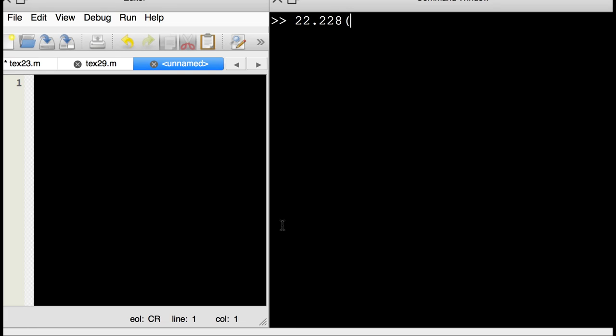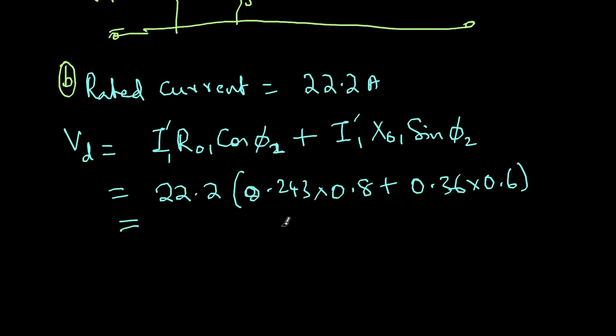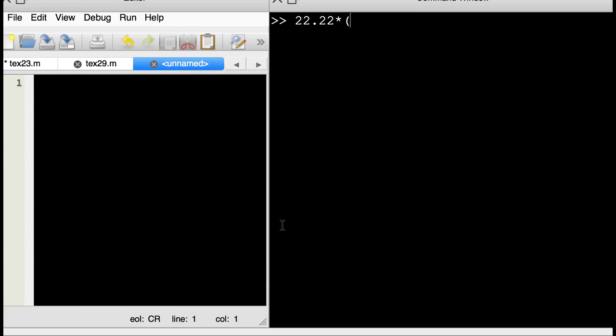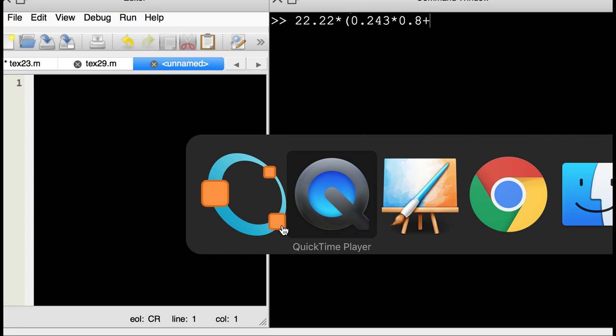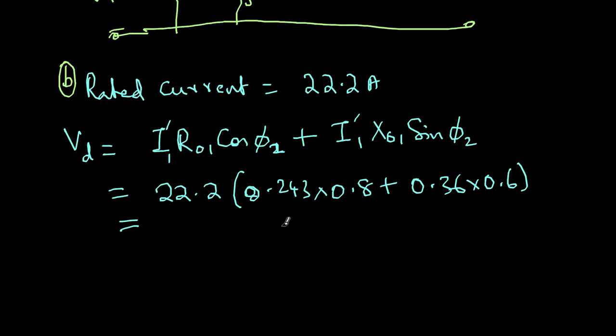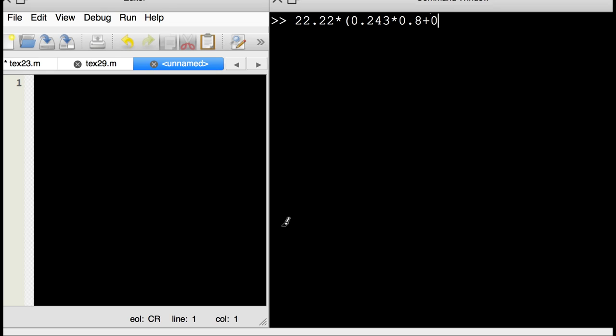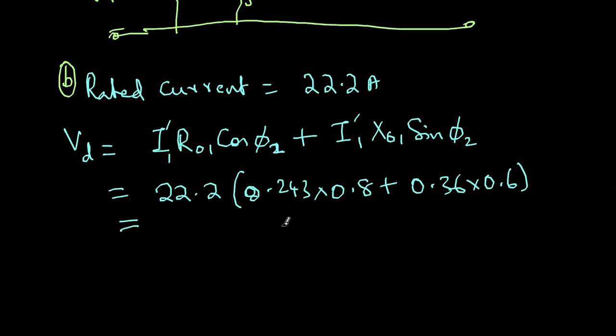22.22 multiplied by 0.243 into 0.8 plus 0.36 into 0.6. So I'm getting 9.12 volts as the drop. So I'll write that here, 9.12 volts as the drop.